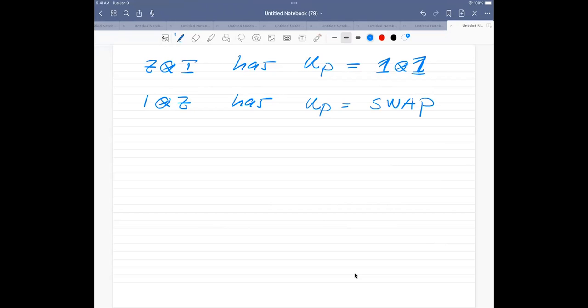But let me just fill in the final ones, because this is something which we will find useful also when we look at the Lipkin model. So I'm just making the list here. This has something which is called the CX. So this is a CNOT gate, but it's different from the one, yeah?